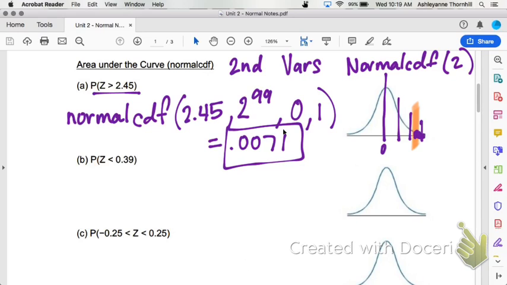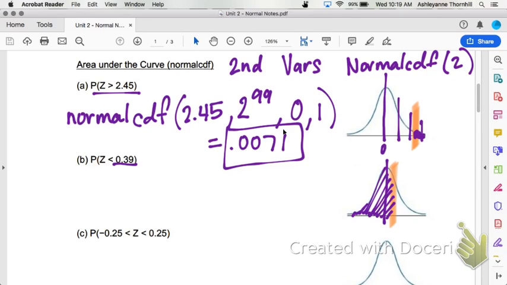Okay, this next one is asking for values less than 0.039. If I were to label 0.039, it would be pretty close to the mean, right? And I want the values less than that. So I want to find everything below 0.039. What did you just find with that first one? I found the percentage above that z-score. So 0.71% of people fall above 2.45.